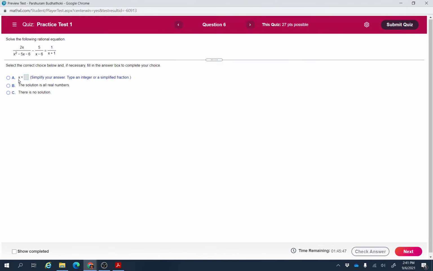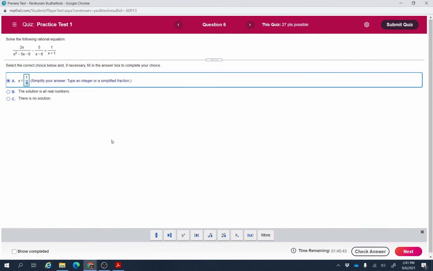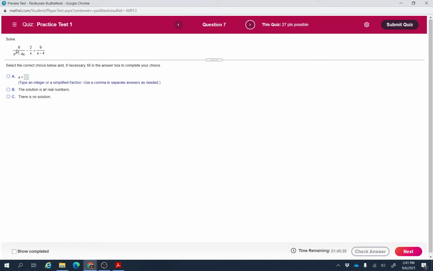So if we go back here, we can just plug in x equals 1/4, and that is right. Next problem, very similar question. Find out the LCD, factor out here, find out the restriction, and then multiply both sides by the LCD and solve it. After solving, if you get any solution from the restriction, then don't take that as a solution.